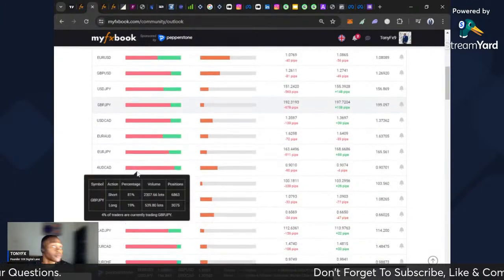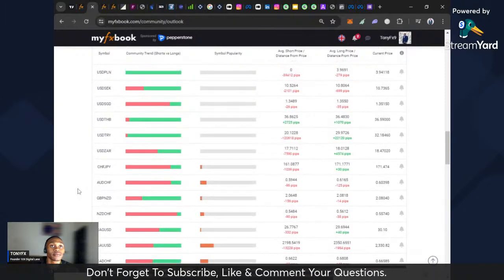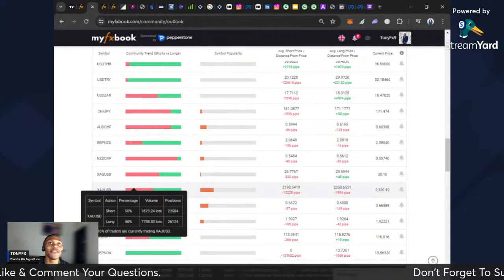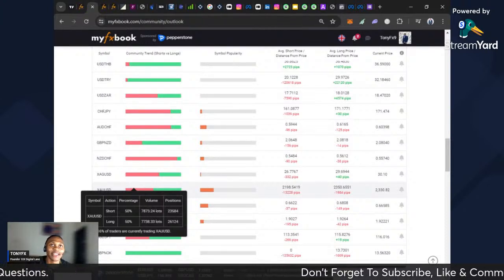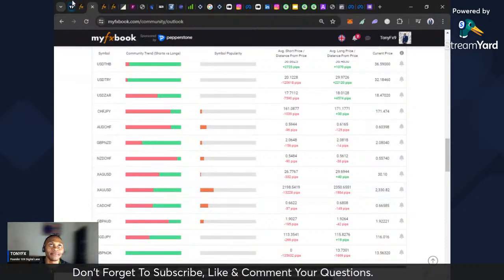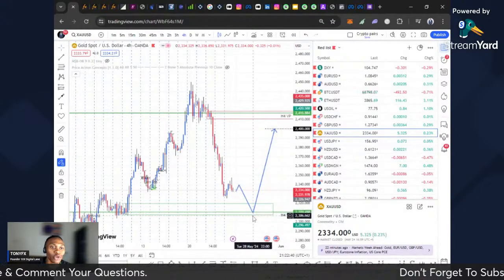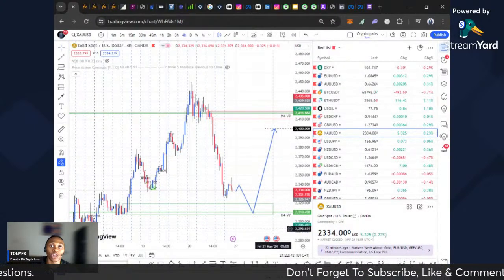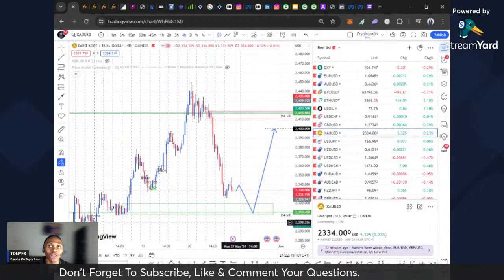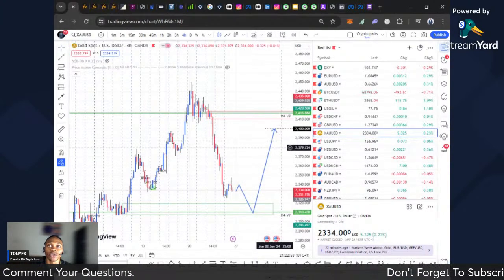This is XAUUSD. Sentiment is saying 50-50, neutral. Sentiment is saying 50-50, but me, I have my own bias. My own bias is long. But currently at the point where it is, I'm not buying. I'm not selling. When it gets into this demand zone, then I'll start looking for my buy setups for gold. Psychological level is $2,310 per ounce for gold. Then I start looking for my buy setups.